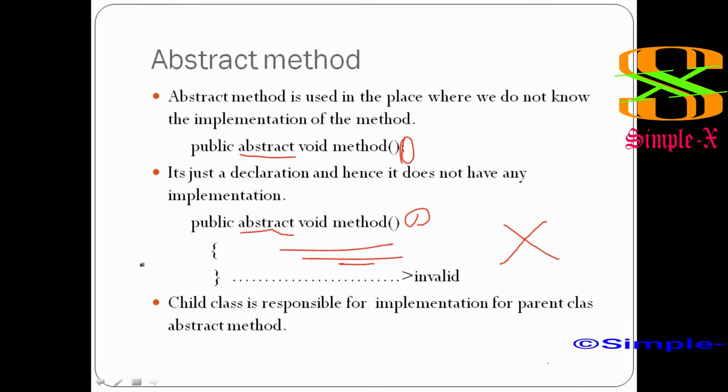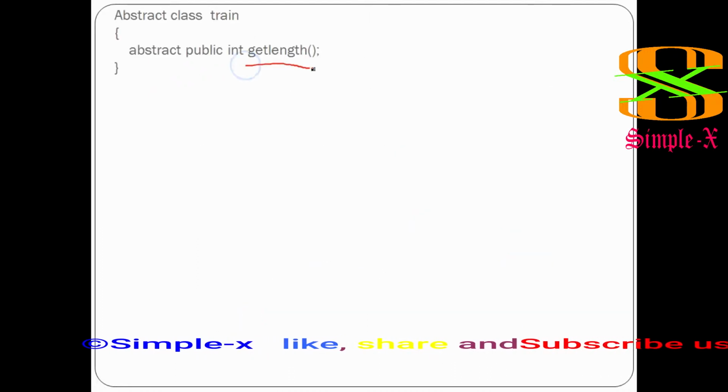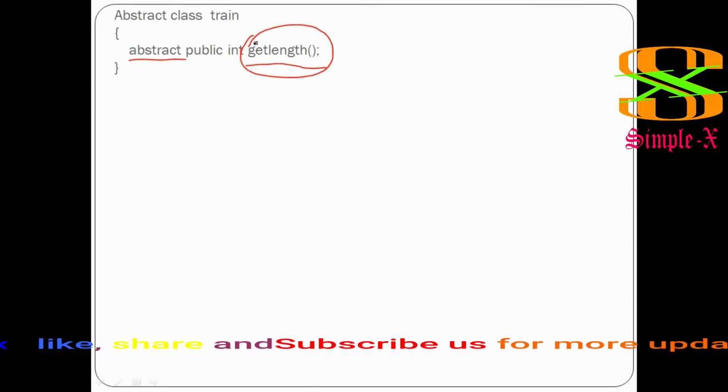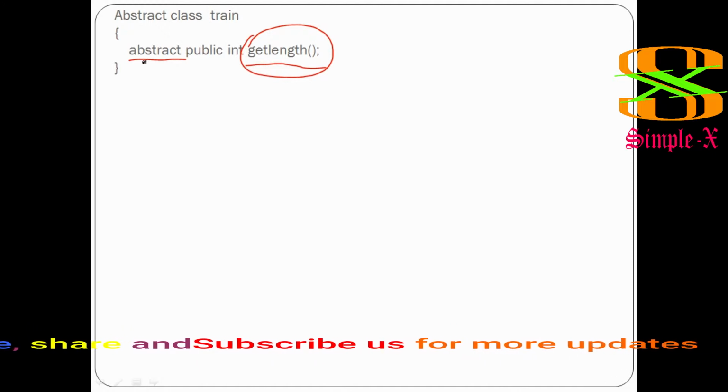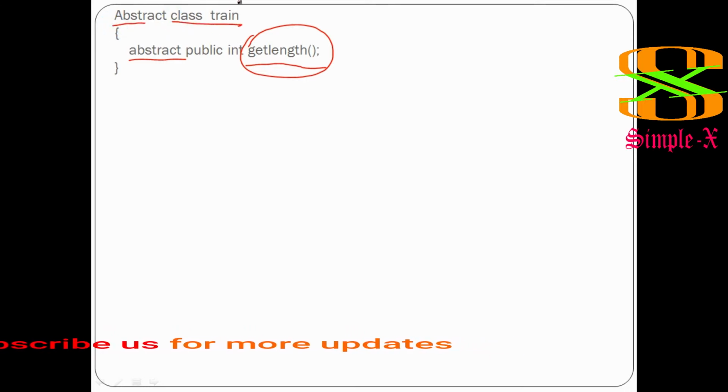If you will know the implementation further in the future, then who will implement it? Yes, the child classes are going to implement that in the future. Okay, this is an abstract method. getLength is a method and you have defined it abstract. That means you will know the implementation of getLength in the future, and hence you have defined it as abstract. If at least one method is abstract, then you have to define the class also as abstract, and this is a parent class named Train.